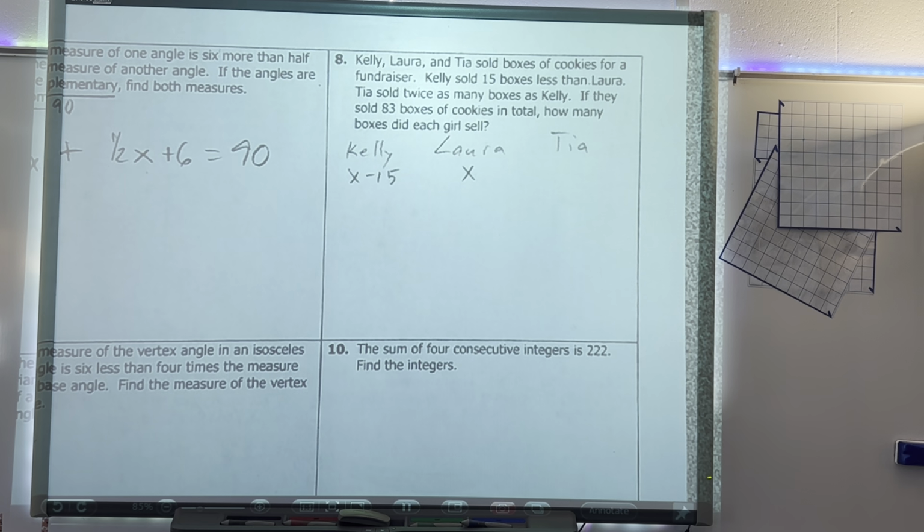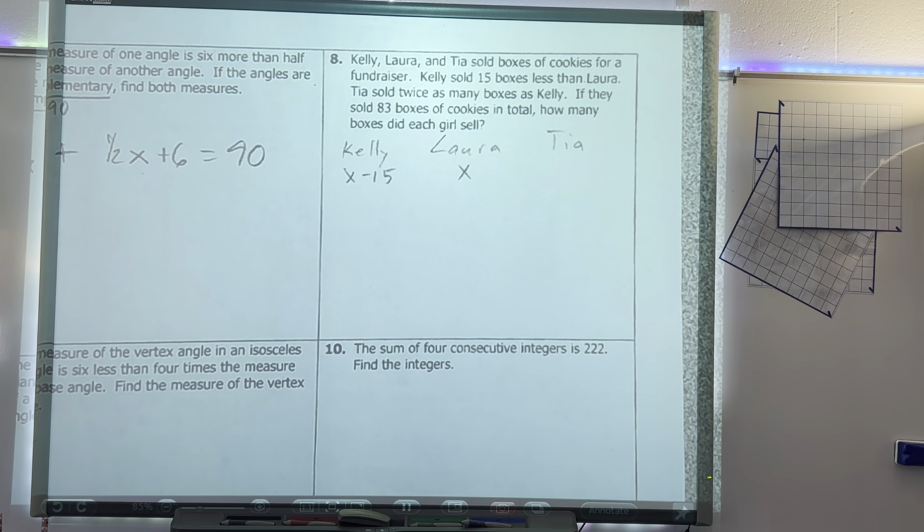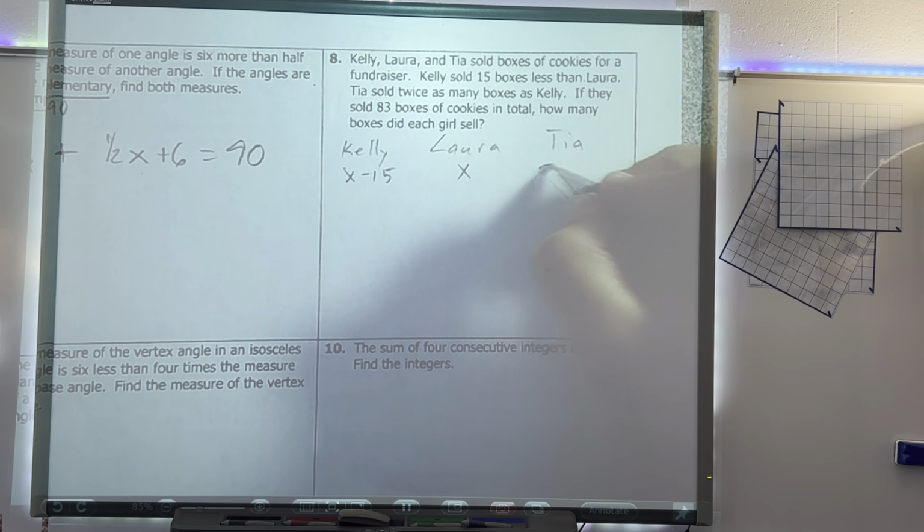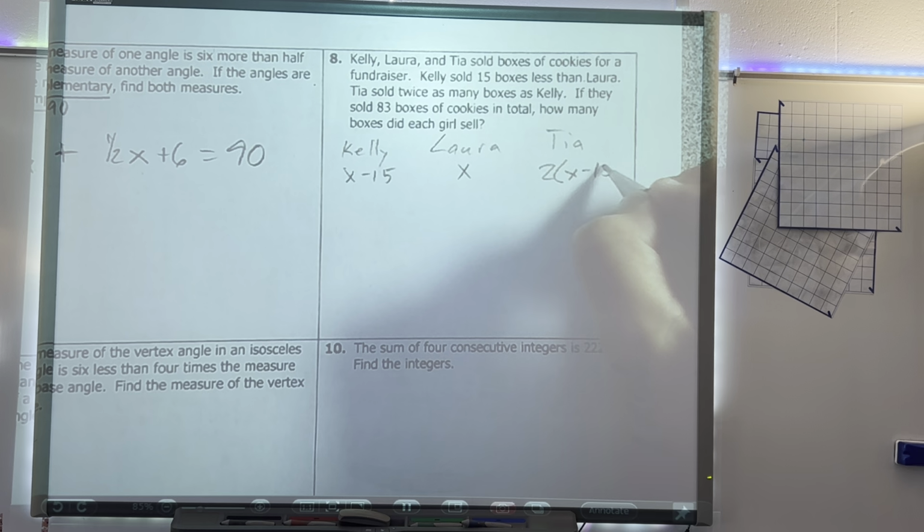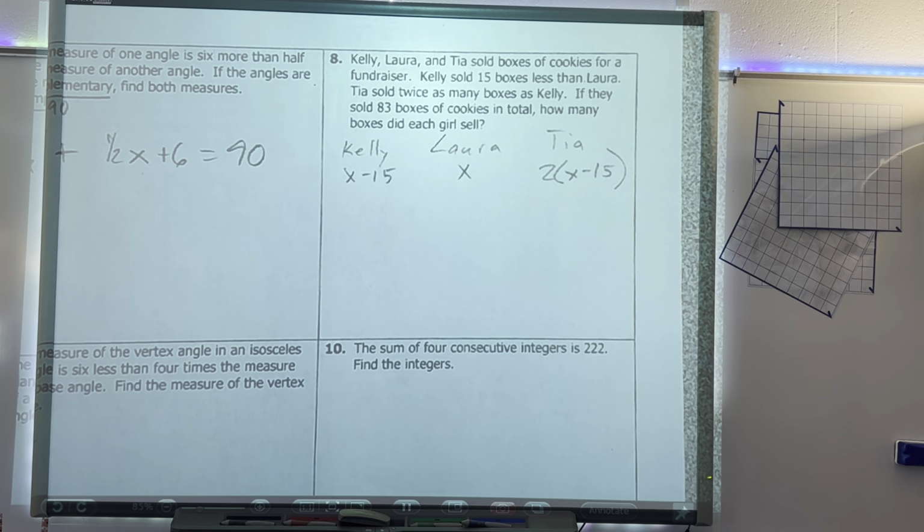Y'all got to read those words carefully. All right, Tia sold twice as many boxes as Kelly. How am I going to write that? It is not 2x, because that would be 2 times Laura. 2 parentheses X minus 15. Now I've got all my people identified, right? All right, then it says how many did each sell if they sold 83.